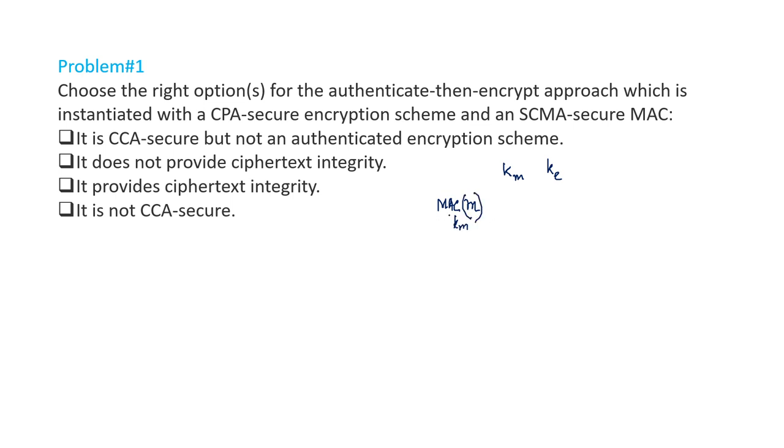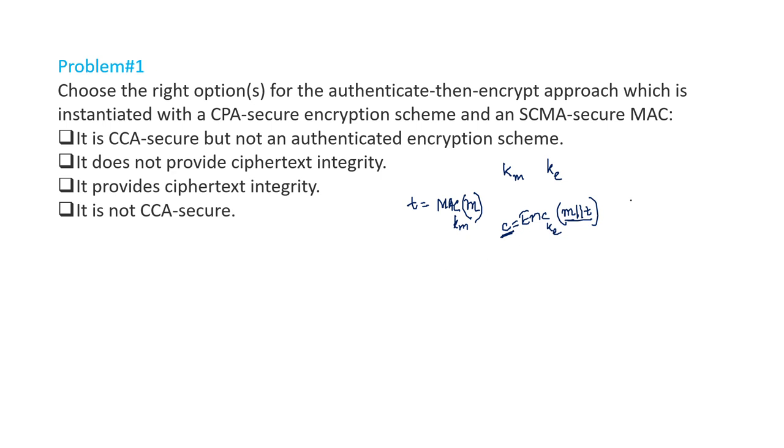Then we first authenticate with the authentication key, and let's denote the result with T, the tag. Then we apply the encryption scheme under the encryption key KE on the tag concatenated with the message. Now the final ciphertext that you see is simply a CPA secure encryption on M concatenated with T.